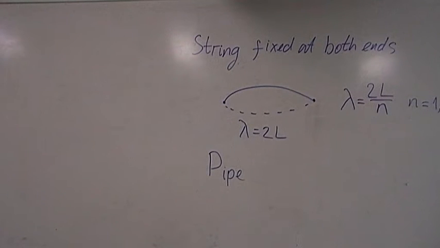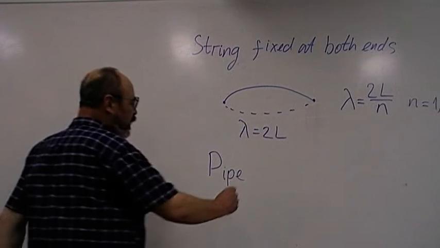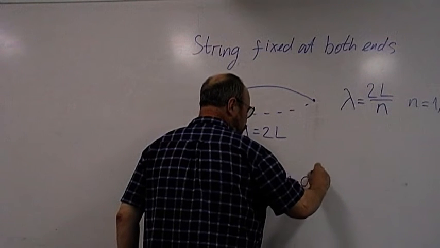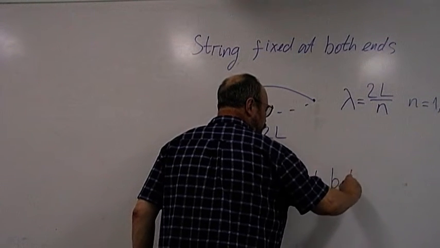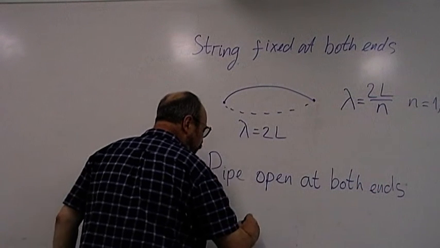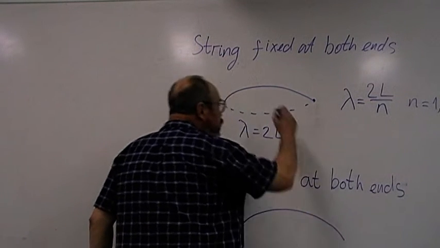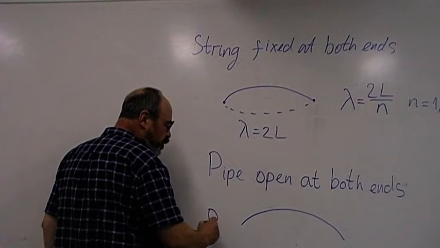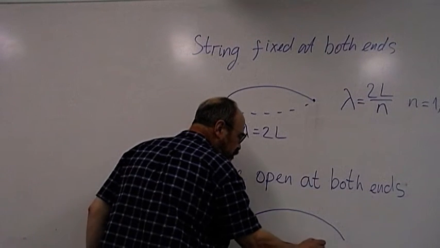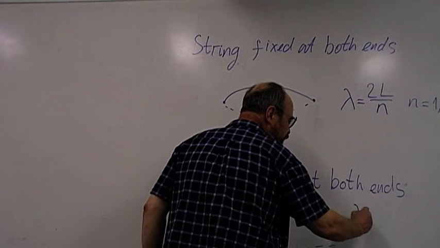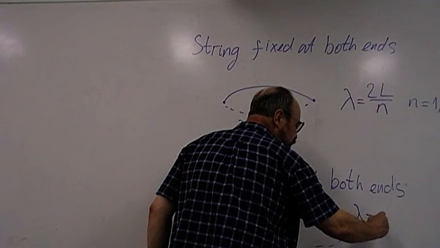And a pipe open at both ends. We have, but now it will not be oscillation of the string, there is a variation of the pressure. And so we will have the same formula for the wavelengths.